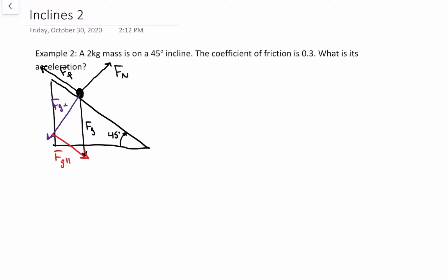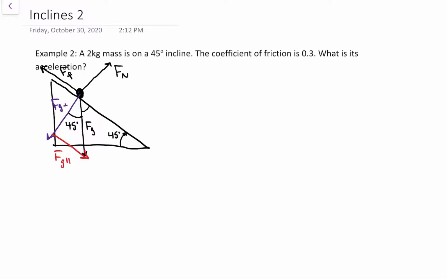Oh, sorry, one last thing. 45 is the bottom angle. This would also be a 45. This would also be a 45. The angle of the incline shows up in the gravity component triangle.